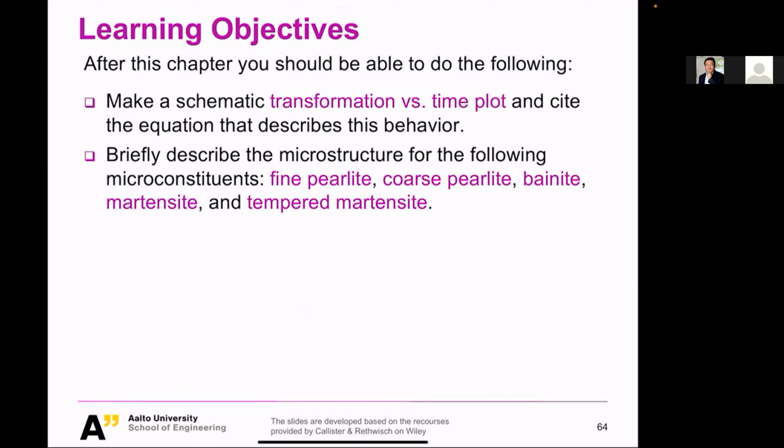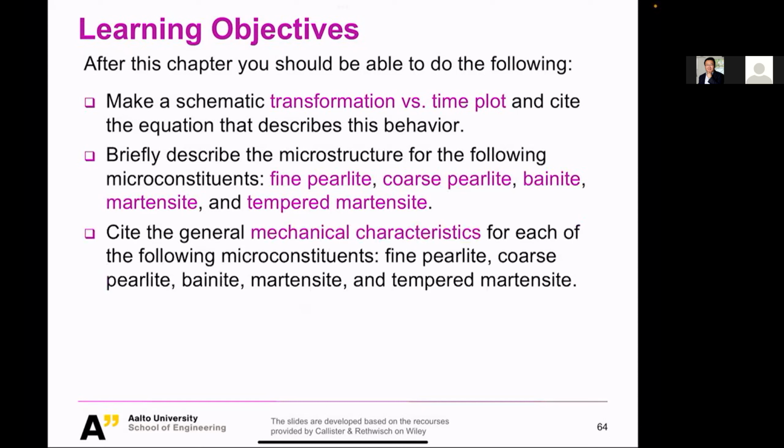And the second point is, after you do these different kinds of transformation, you'll be able to see what kind of microstructure you're going to create. You're going to create some fine pearlite, coarse pearlite, bainite, martensite, and tempered martensite. You know nothing about them except for pearlite. You will learn each of them. These are microstructures that are created by different ways of phase transformation.